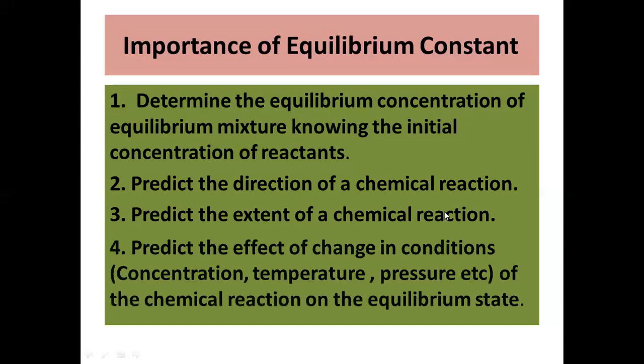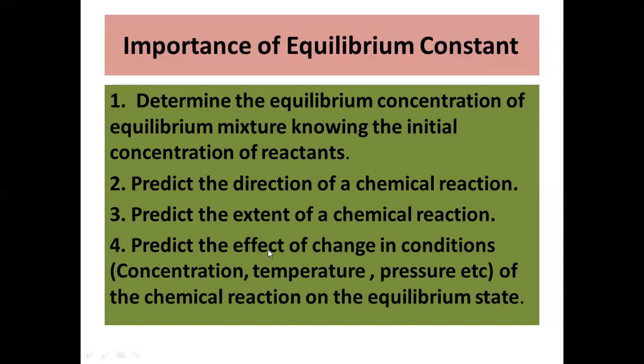The fourth importance is to predict the effect of change in conditions. What conditions? Conditions are concentration, temperature, pressure, etc. of the chemical reaction on the equilibrium state. If we change concentration of any of the reactant and product, what will happen to the equilibrium state? We can predict that change in the equilibrium state by using this Kc value.